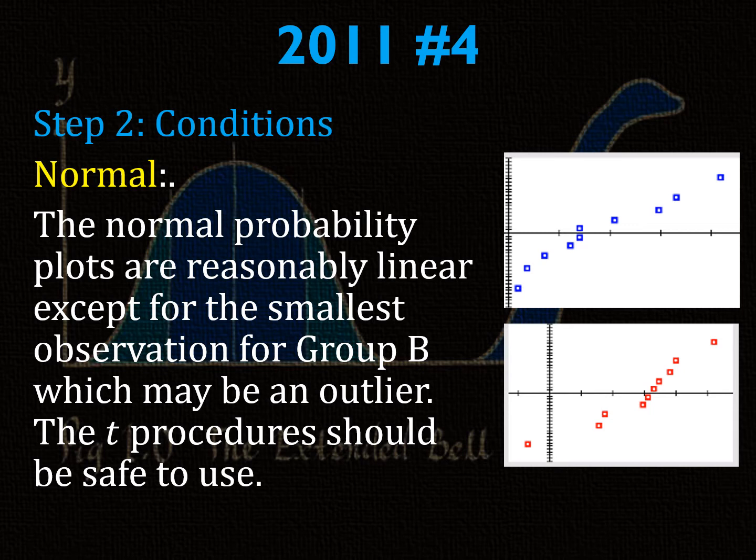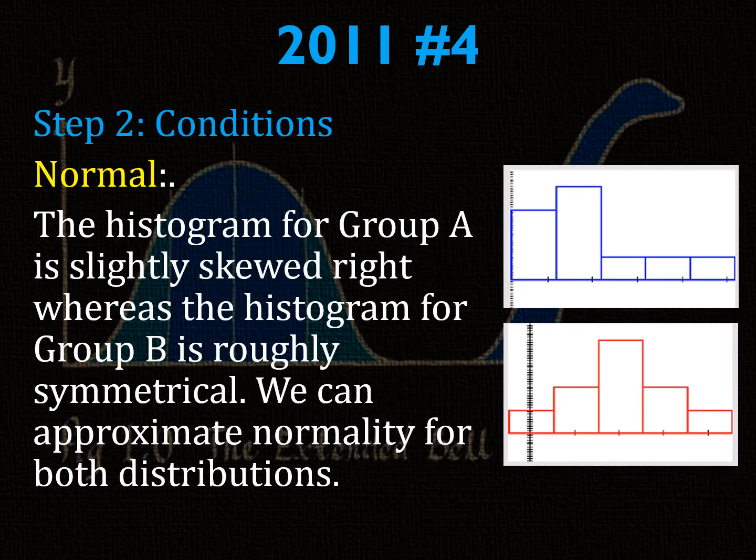So again, if you have a sample size below 30, you need to include a graph of the data. Now, of course, in the 2020 test, you don't have to include a graph because there are no graphs, but normally you would. Here are the histograms. Group A shows a slightly right-skewed distribution, but for Group B, it's roughly symmetrical. Again, we can approximate normality. So again, you need to include some sort of visual evidence.